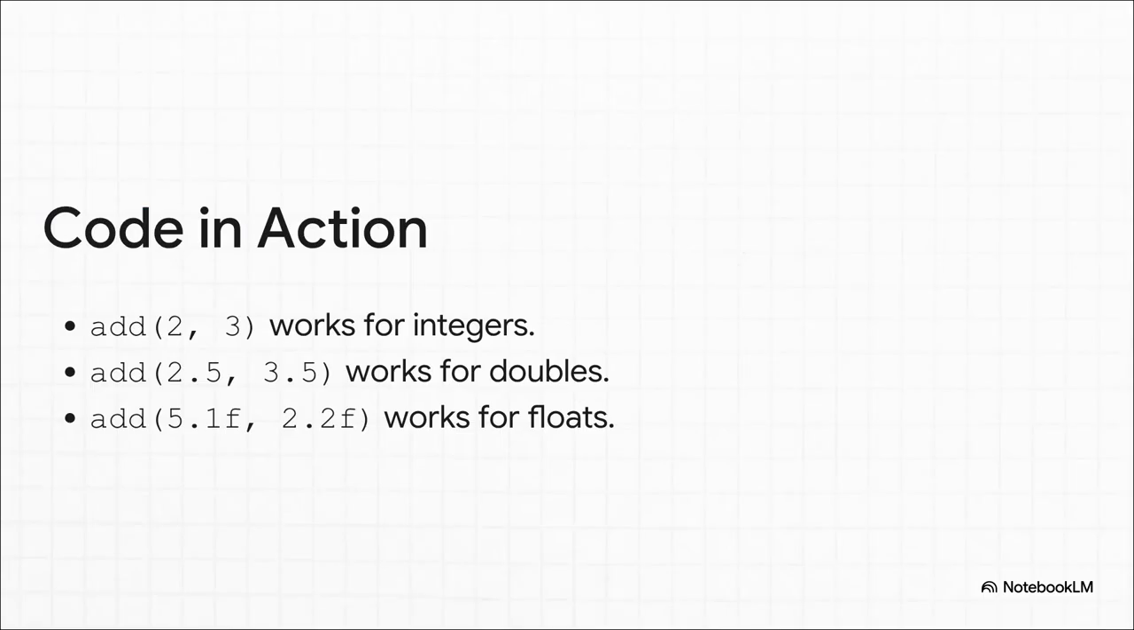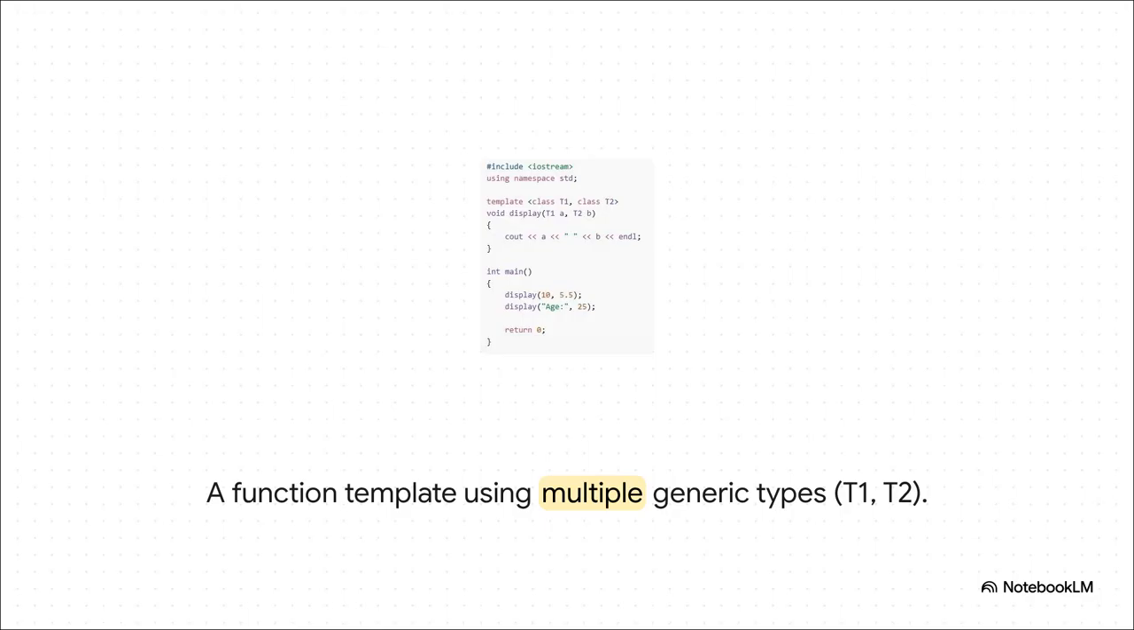Now this is where it gets really cool, when we actually use it. When the compiler sees you call add(2, 3), it's smart enough to say, those are integers, and it generates an integer version of the function right on the spot. Then, when it sees add(2.5, 3.5), it does the same thing but for doubles. So you write one template and the compiler becomes your personal assistant, creating as many specific versions as you need, all automatically. But wait, there's more.